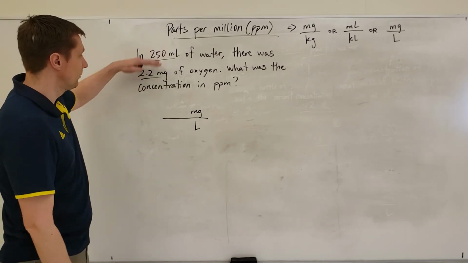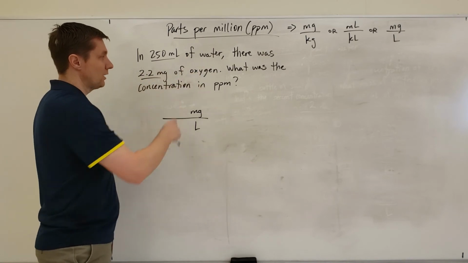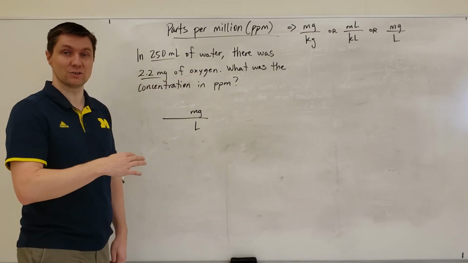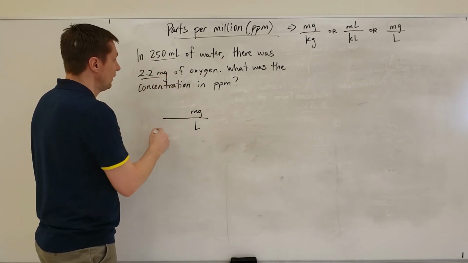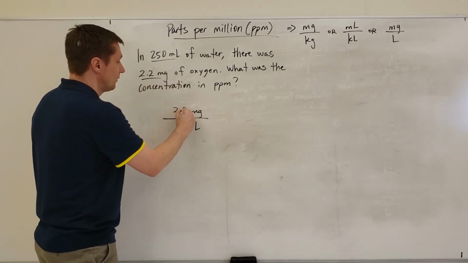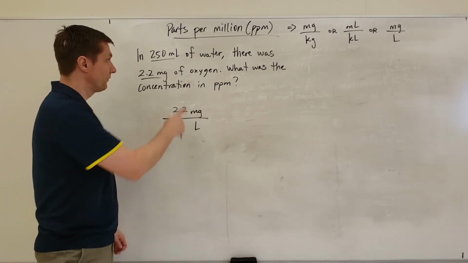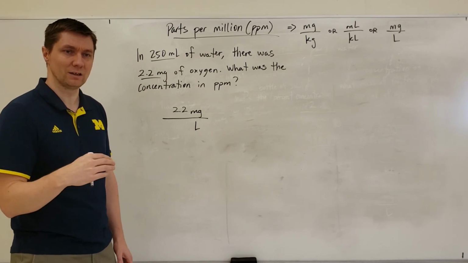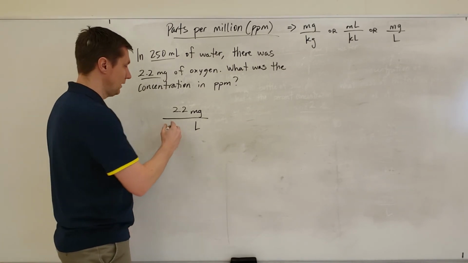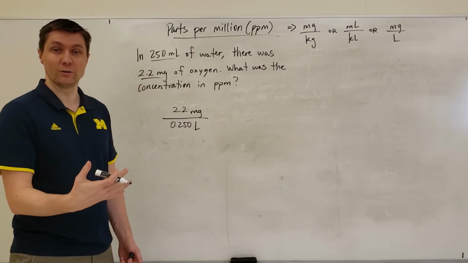Now you can see the numbers I'm given don't fully match. My oxygen is in milligrams, and that's my solute, so that's definitely going to go on the top, and I can just write in 2.2 milligrams, and that works out nicely. But the water is given to me in units of milliliters, so I just have to convert that into liters. I divide that by 1,000, and I get 0.250 liters for the volume of my water.